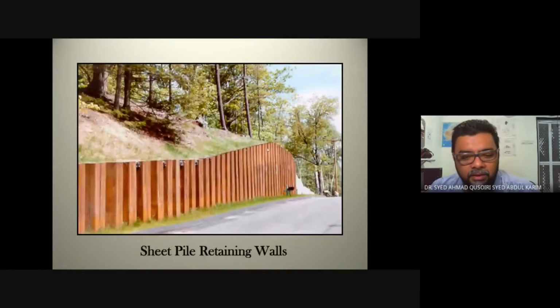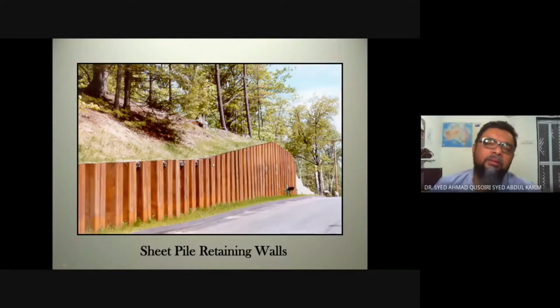So this is a sheet pile retaining wall. This is a permanent feature. Obviously, it needs to be maintained. It needs to be painted or something to prevent it from rusting. They even include this ground anchor to further strengthen this retaining wall.